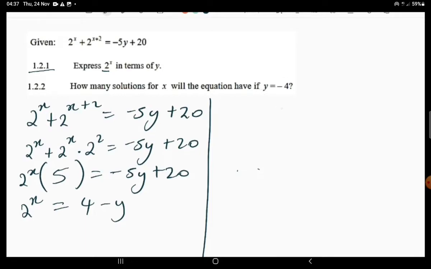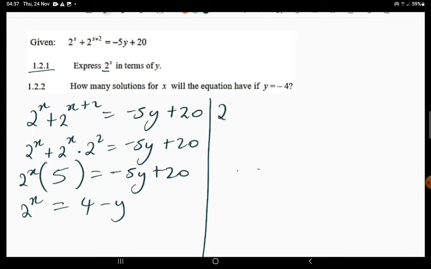So number 2, how many solutions for x will the equation have if y is equal to negative 4? So they're asking about how many solutions for x. Is it 2? Is it 4? Is it 7? So we just need to know how many of them. I think the calculations must be done so that you see how many of those solutions we will have if y is equal to negative 4.